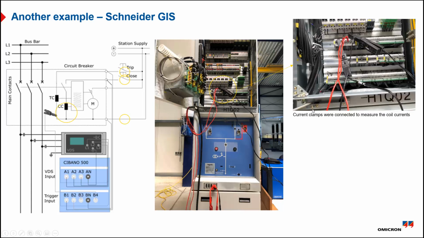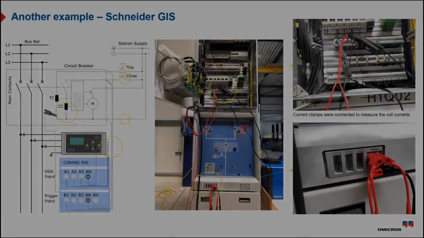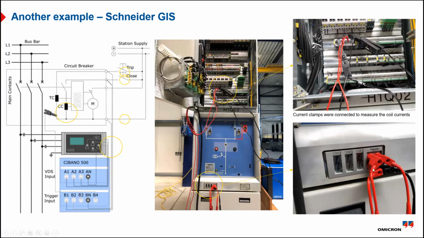Little bit of a close-up. So current clamps are connected to measure the coil currents, and the 3 voltage inputs are connected here, and you can see the voltage is live, so you can see the high voltage signal coming here.